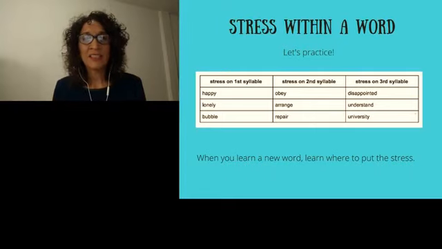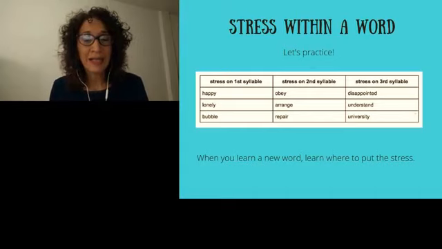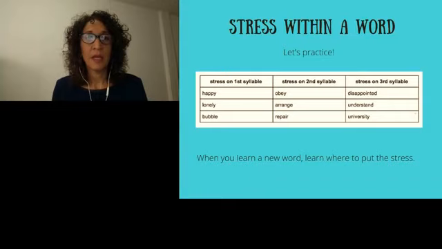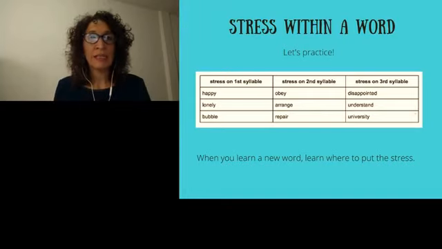All right, let's look at when you put stress on the second syllable. So we have these verbs here, according to the rule. So the first one is obey. Obey, with that emphasis on the second syllable. Arrange. Arrange. Okay, take a moment, see if you can do the last one.